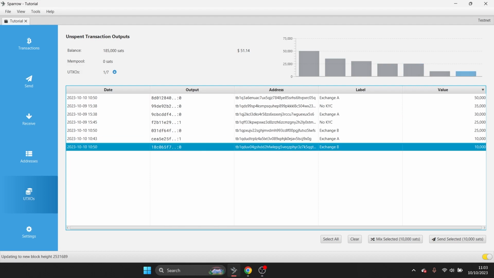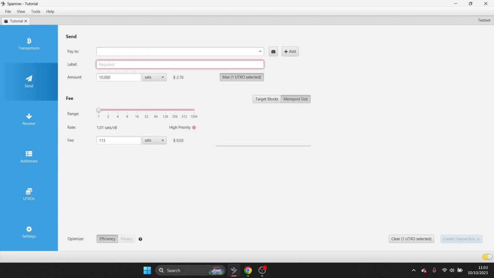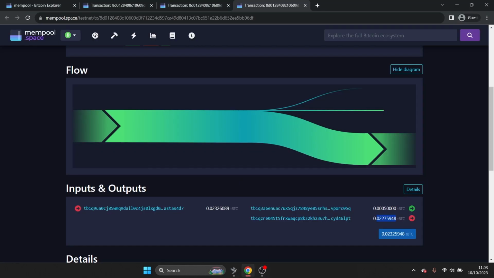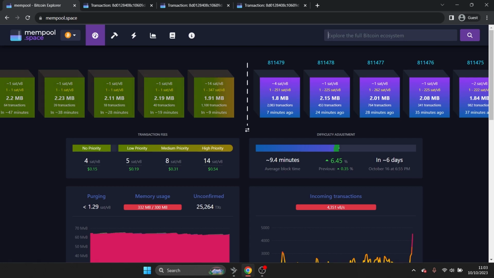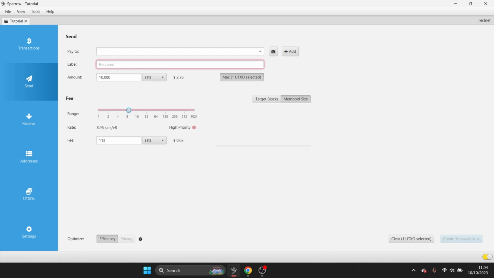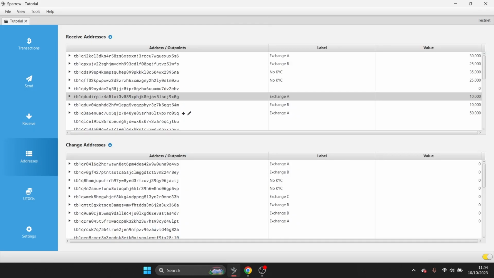Let's say I want to send my 10K sats to another wallet. Whenever you want to send Bitcoin, you will need to pay a fee, just like I mentioned earlier. And mine is set to 1 sat per byte because this is on a testnet. But if we take a look at the main network right now, people are paying around 10 sats per byte. So if this was a real Bitcoin transaction, I would have to pay around 10 sats per byte to do this transaction. And I'll just label it test, and just pick a new wallet address in the addresses section.